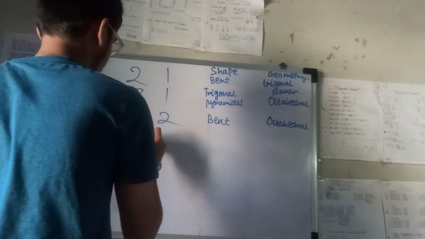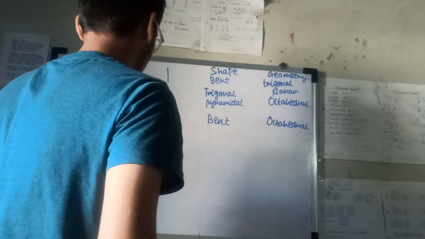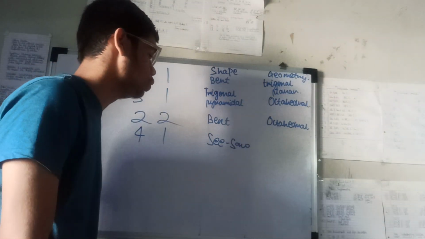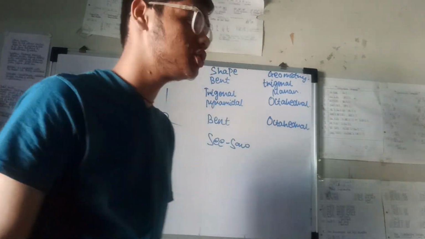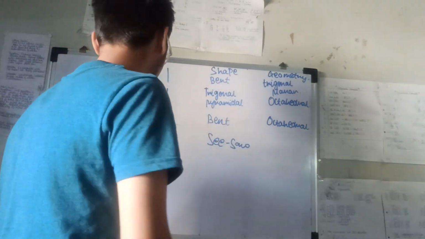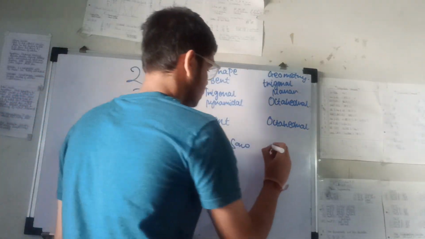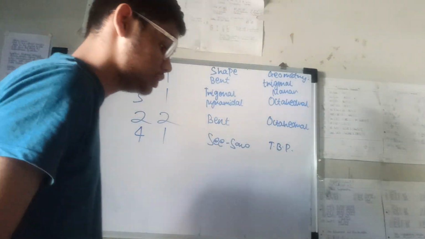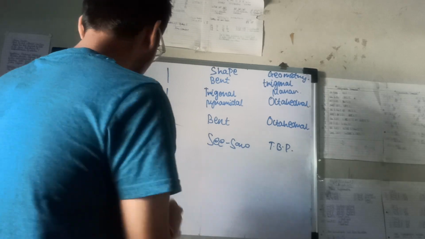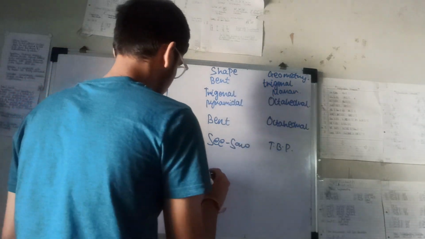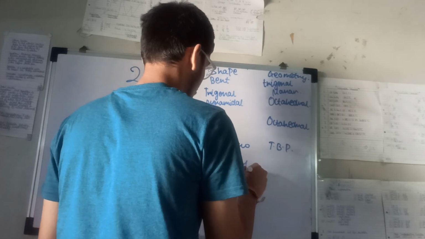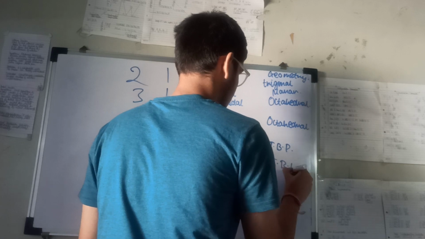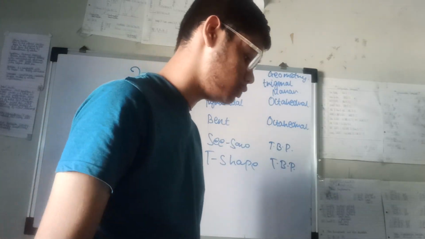4-1. Now see, 4-1: the shape is coming seesaw. I will show you all this by drawing. I will give you questions and draw also. Seesaw: 4 + 1 = 5, this will be the same TBP, trigonal bipyramidal. Geometry is the same. Now 3-2: T-shaped, but geometry again the same. 3 + 2, Z steric number 5, TBP. Simply it is coming the same geometry.